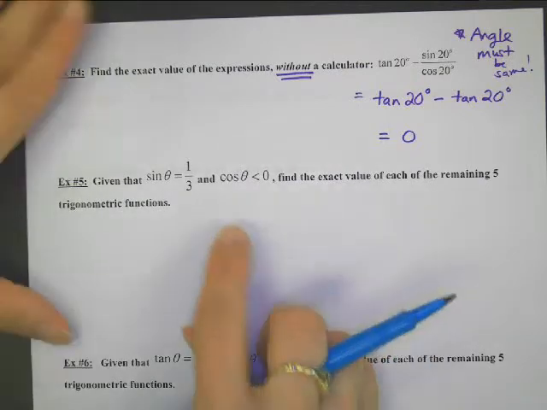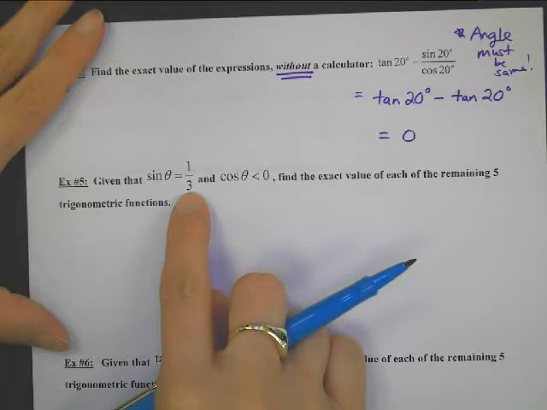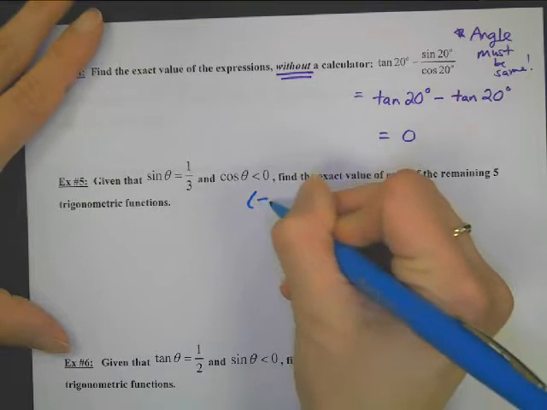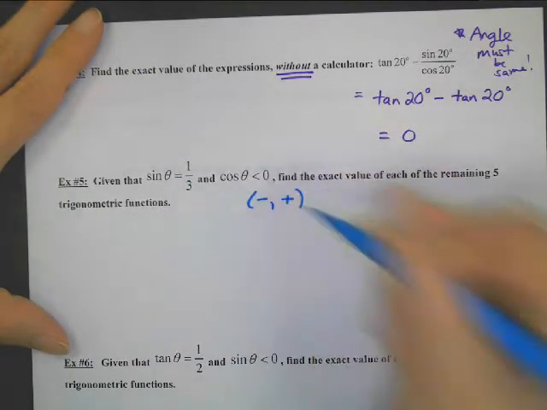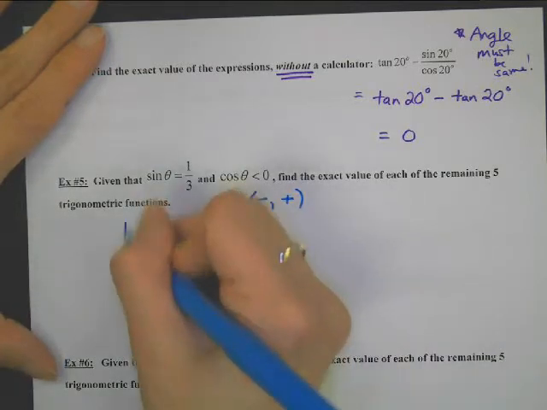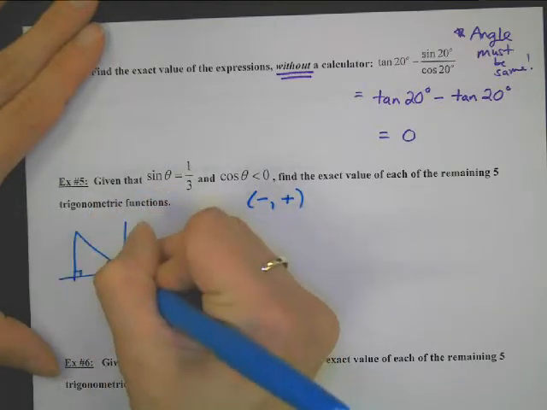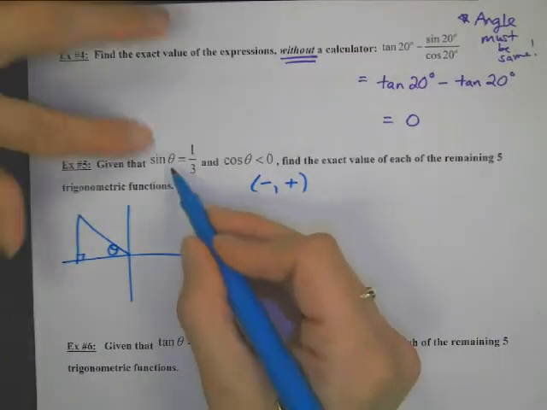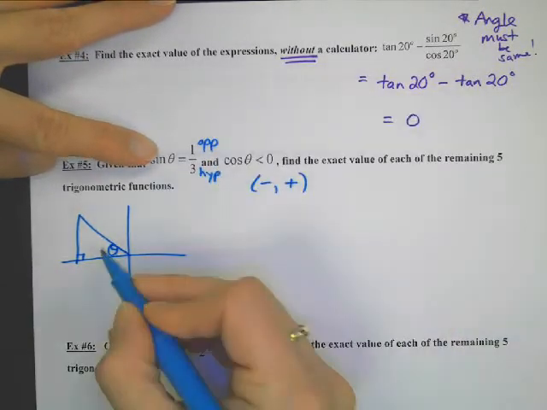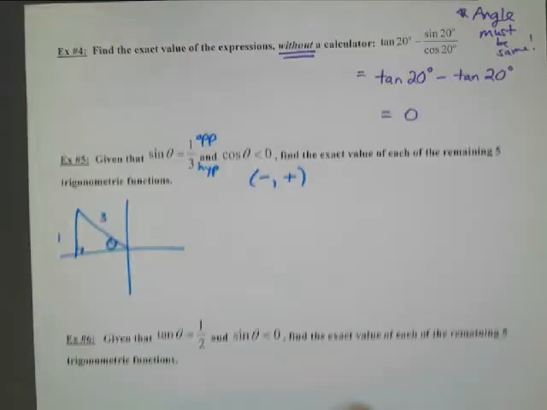Okay, next one. I've got sine being positive, cosine being negative. The cosine's negative, the sine's positive. Let's draw this picture in quadrant 2. Put your pencil on the origin, go into quadrant 2, and there's theta. Okay, let's put some information now. Sine is opposite over hypotenuse. Opposite's 1, hypotenuse is 3. Now we got to get that other leg.